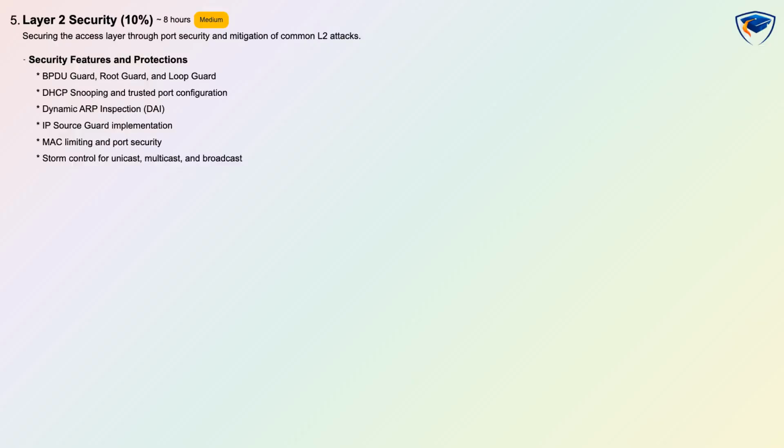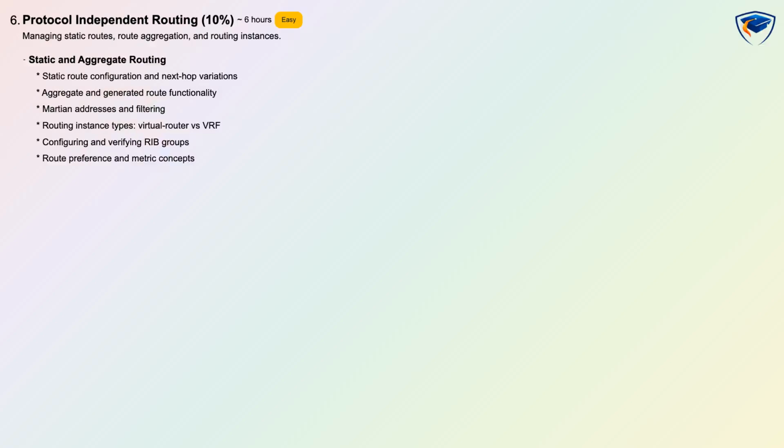Protocol independent routing is 10% and covers managing static routes, route aggregation, and routing instances. Difficulty is easy with estimated learning time 6 hours and assessment type conceptual plus scenario based.